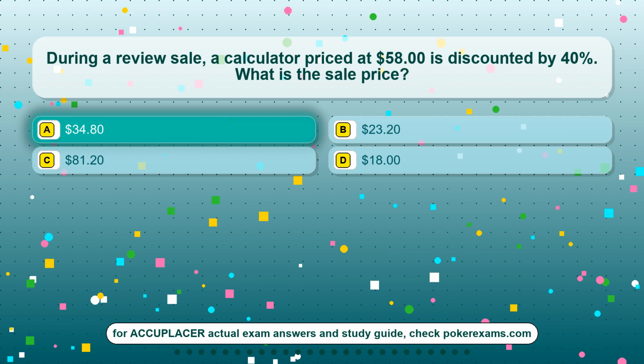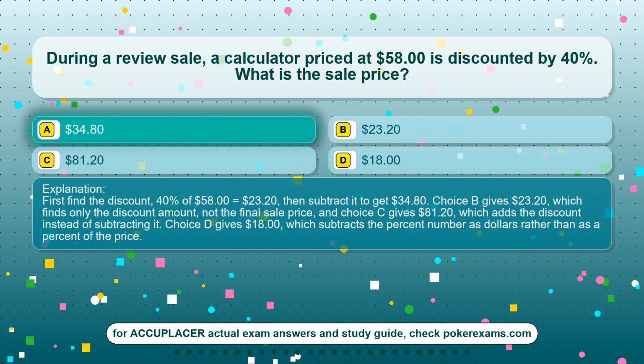The correct answer is option A, $34.80. First find the discount. 40% of $58 equals $23.20, then subtract it to get $34.80. Choice B gives $23.20, which finds only the discount amount, not the final sale price, and choice C gives $81.20, which adds the discount instead of subtracting it. Choice D gives $18, which subtracts the percent number as dollars rather than as a percent of the price.